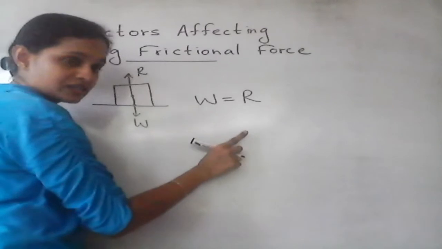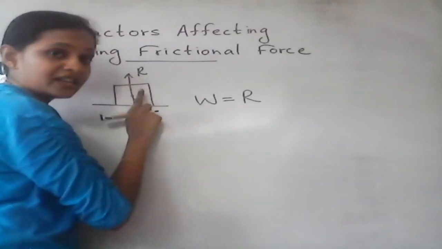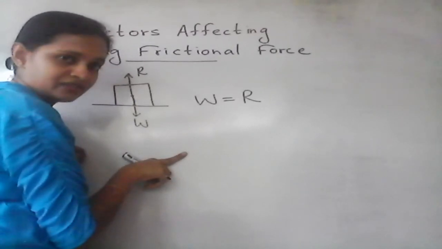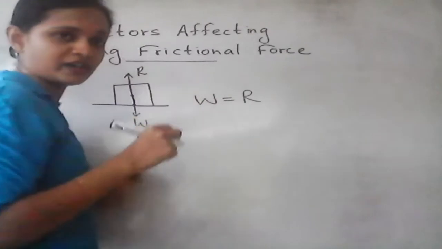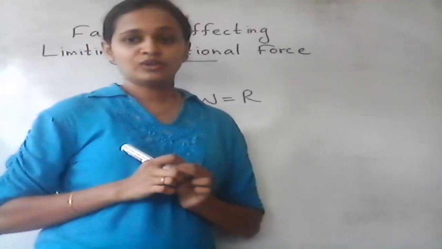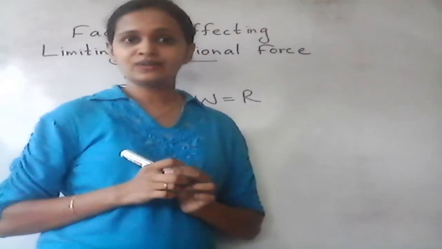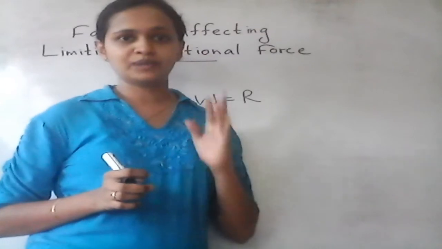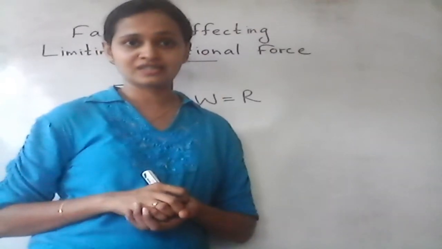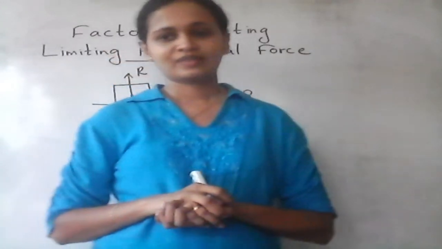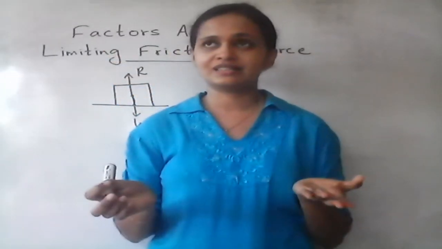So once the perpendicular reaction increases, the friction force will also be increased. Right. Therefore, the second factor affecting limiting frictional force is the normal reaction or the perpendicular reaction between the surfaces. So remember, when the perpendicular reaction increases, the frictional force is also increased. So let's take this example.